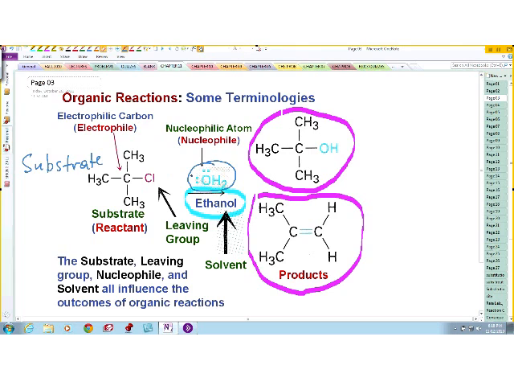Okay. So all of these affect or impact the outcome of reactions: the nature of the substrate, the nature of the solvent, the nature of the nucleophile, and the nature of the leaving group. They do affect the reaction condition. So what we are going to do now is highlight some of these effects of these components in organic chemical reactions.